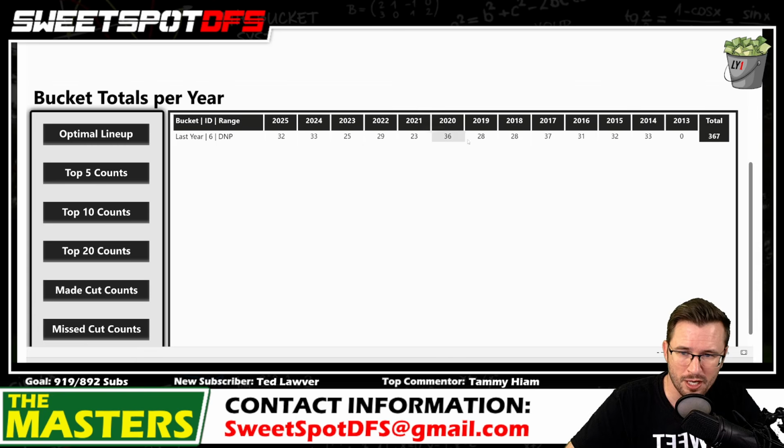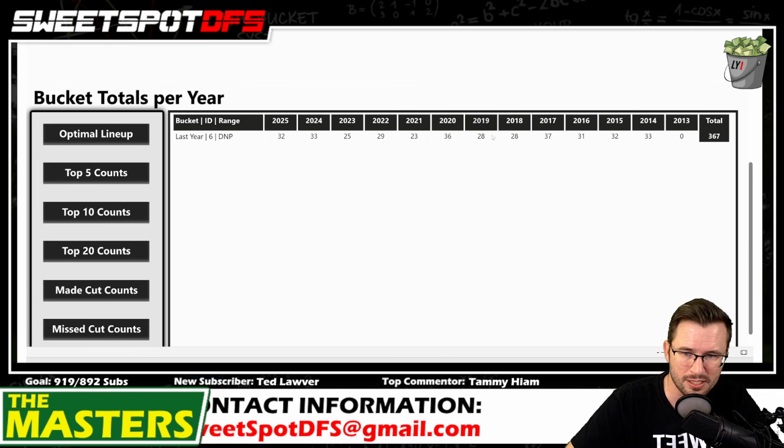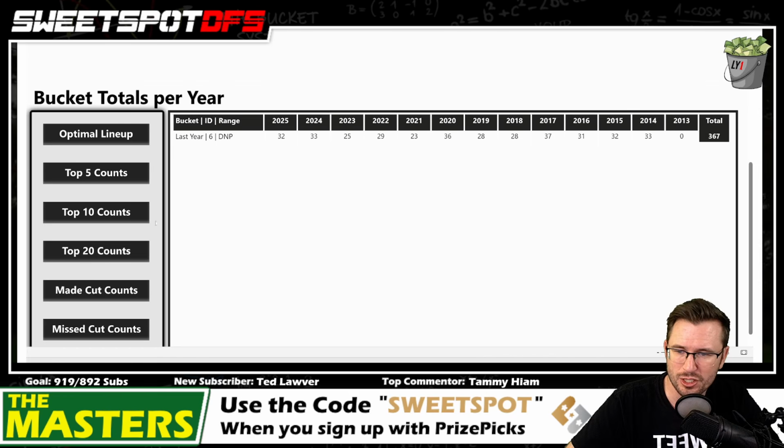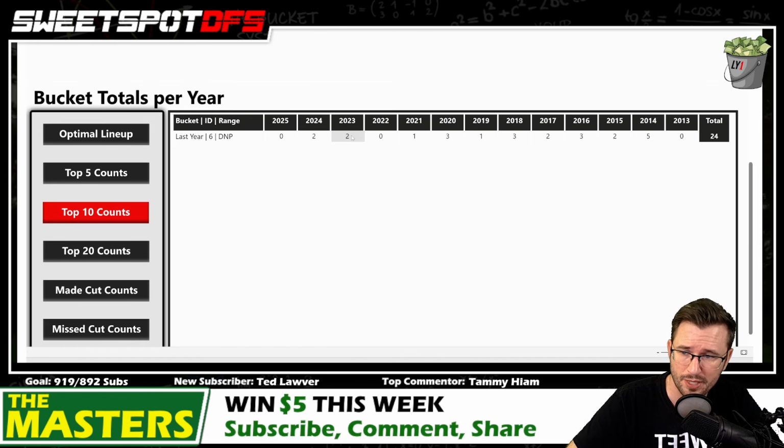2023 is considerably under, and 28 in 2019, that actually fits the mold as well. The rest of these buckets are actually a little bit over, it looks like. They're either right on or a little bit over. I guess in 2023, there were 2, but only 23 total golfers from that bucket.